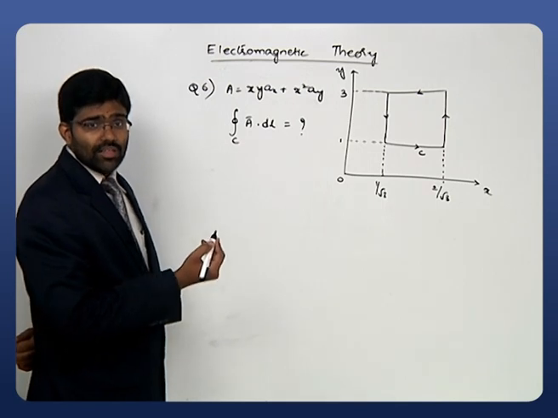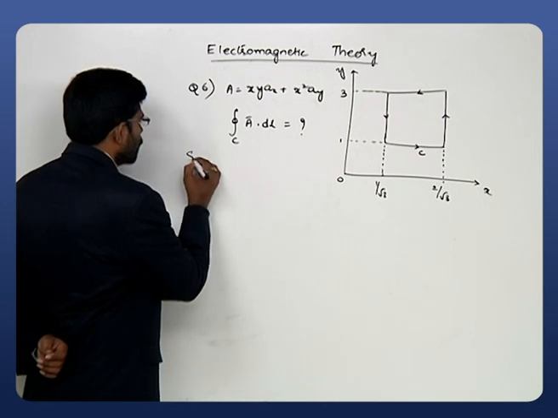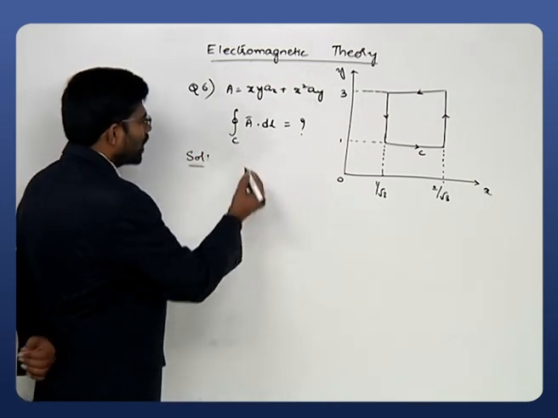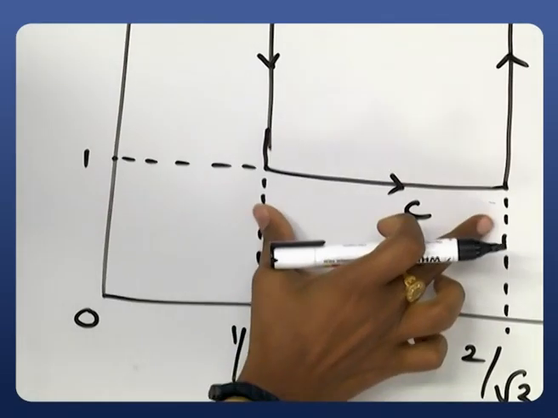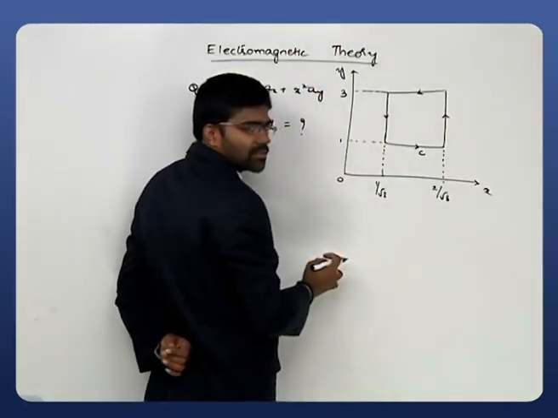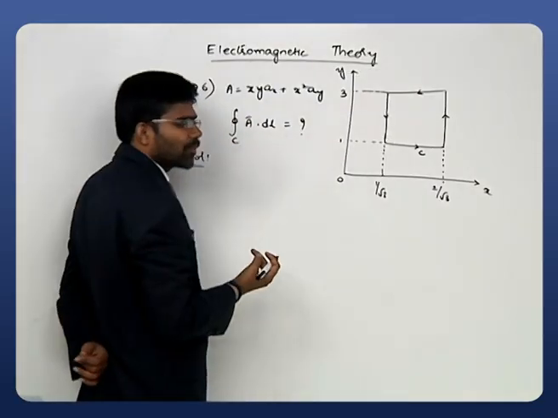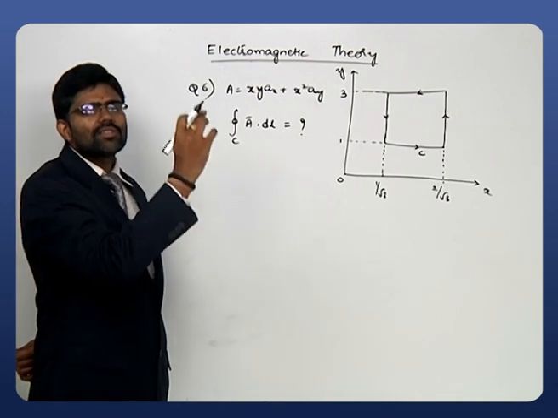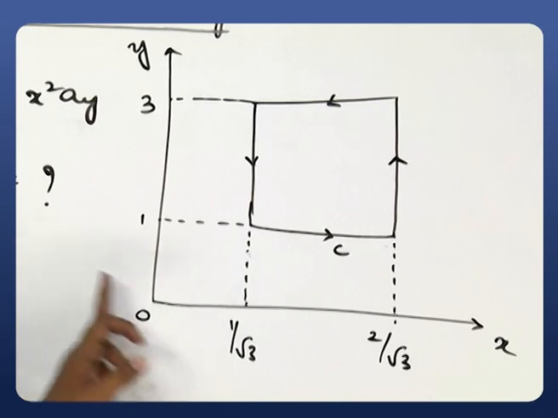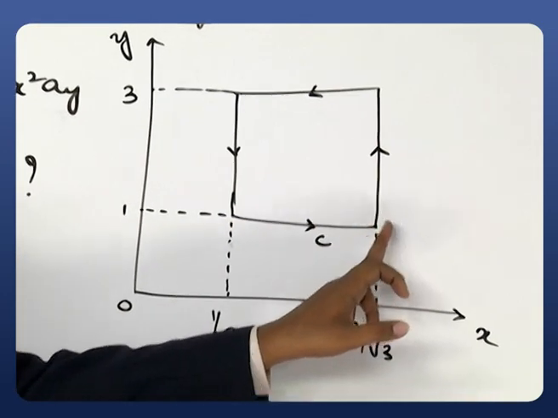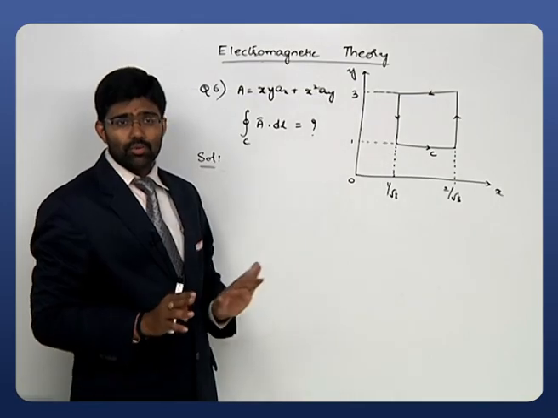Now if you want to calculate the closed line integral of A bar dot dl, the conventional method is like this. We have to consider this closed path in this direction for this part, in this direction for this part, and in this direction for these other parts, and add all those things to get the total. That is the conventional method. Then the closed line integral is this path plus this path plus this path plus this path. But don't go for that conventional method.